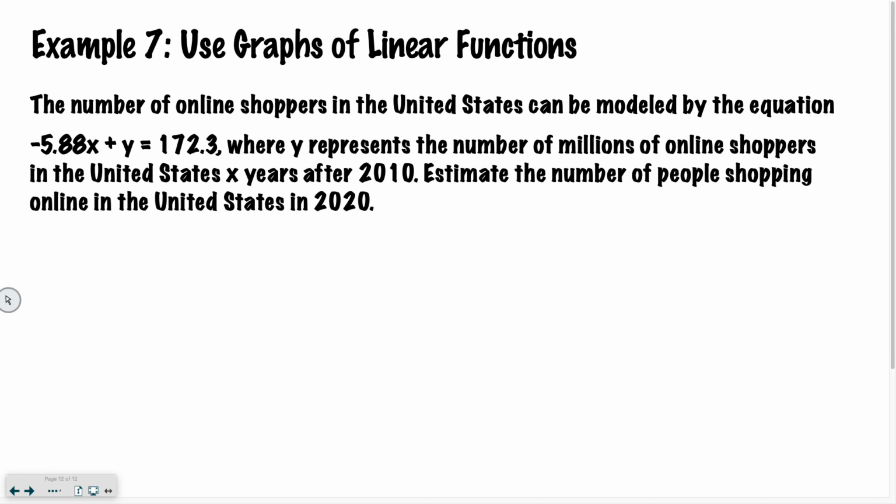And this is our last example for today. The number of online shoppers in the United States can be modeled by the equation negative 5.88x plus y equals 172.3. Where y represents the number of millions of online shoppers in the United States x years after 2010. Estimate the number of people shopping online in the United States in 2020. Okay, so again, a word problem, a lot to unpack. So if I copy down some of the main pieces of information for you, let's see if we can figure this out.